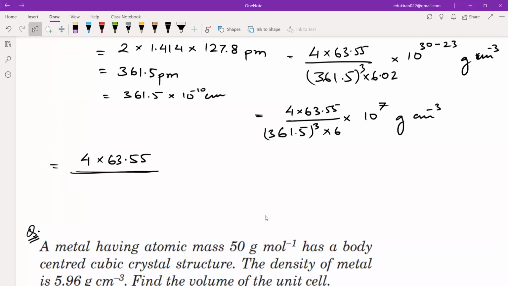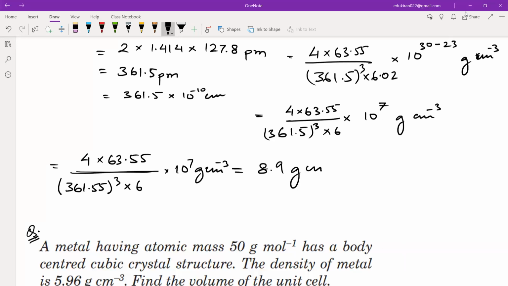This would require a bit of patience. Do this when you can. So what was the answer? 8.9 something, right? 8.9 gram per centimeter cube will be your answer. But solve this, I am not going to solve this one. You have to just multiply and divide things. The only thing that I can help you with is the approximations. So here you can approximate 6.02 to 6. It will not make a huge difference in the answer. Okay, let's go.